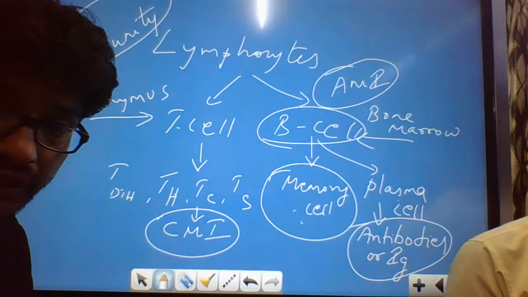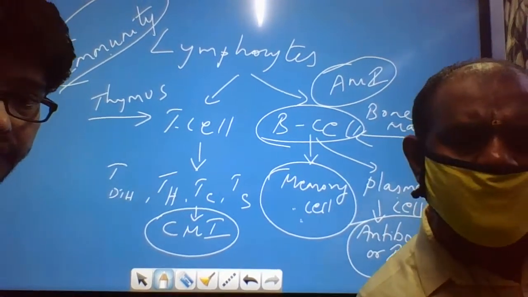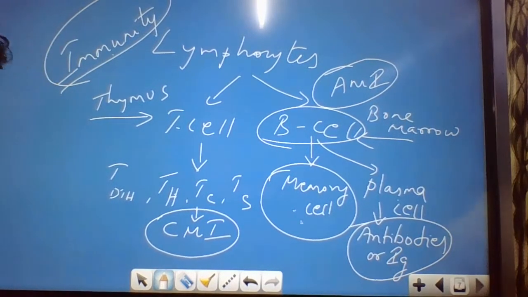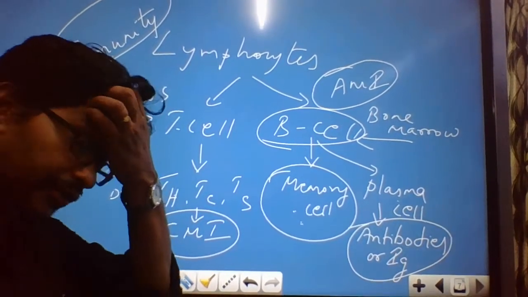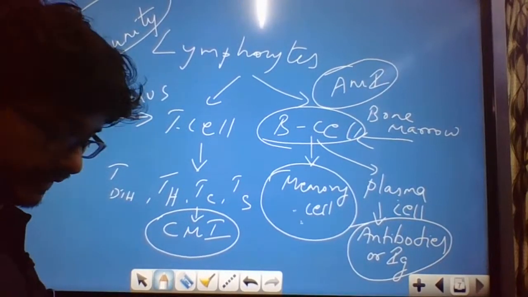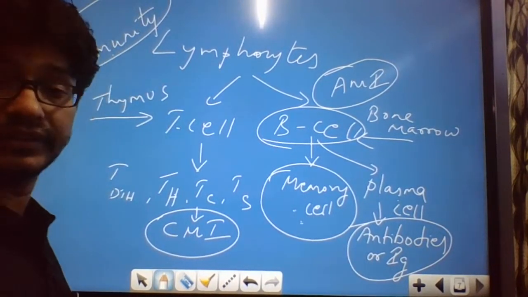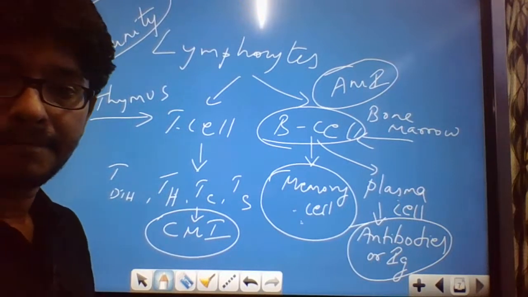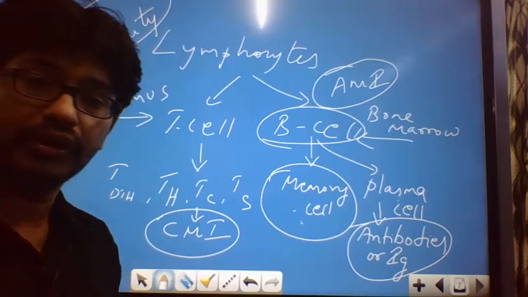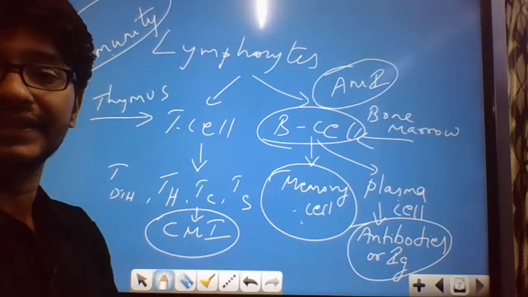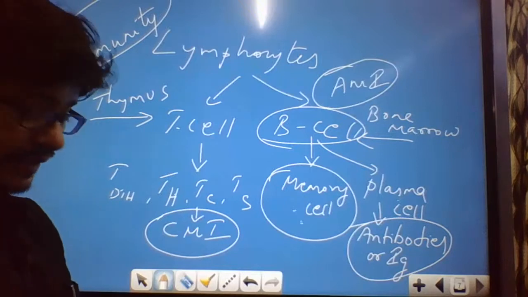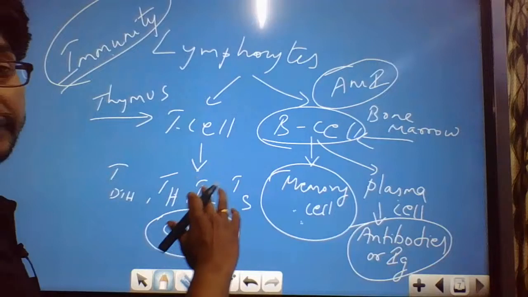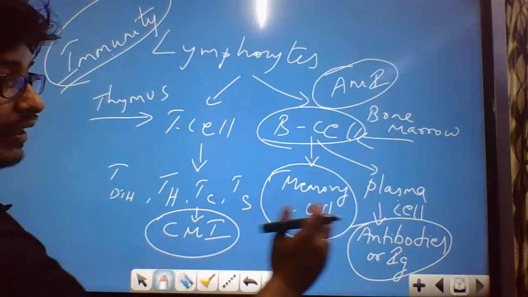So we'll continue the body fluids. Last session we discussed the T lymphocytes and B lymphocytes, and how they confer immunity by means of antibody mediated immunity and cell mediated immunity. What we're going to discuss next is, at this point, you have understood what is CMI and what is AMI.